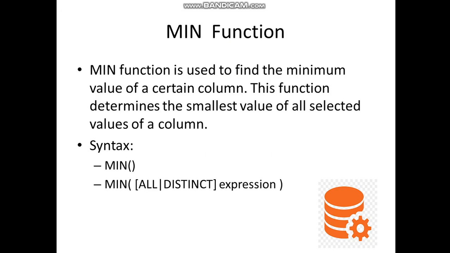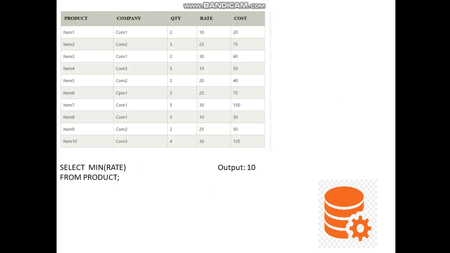Next aggregate function is minimum function. It is opposite of maximum. Minimum function is used to find the minimum value of certain column. This function determines the smallest value of all selected values of a column. Syntax is minimum of all or distinct expression. For example, see, select minimum of rate from product. So minimum of rate is 10.